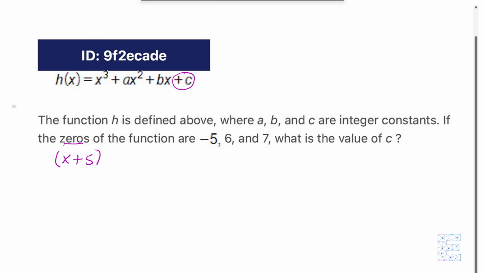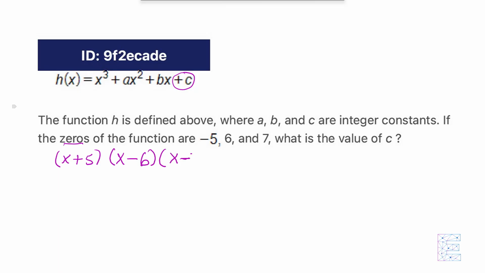If we have 6 as a zero, it means the factor that gave us that was x minus 6. And likewise, if we have 7 as a zero, it means the factor that gave us the 7 was x minus 7. So notice all I'm doing is taking each of these and changing the sign to write it as a factor. So now the question is focusing on c.